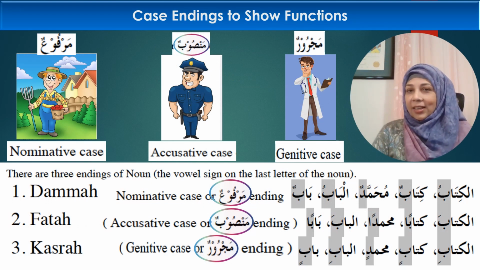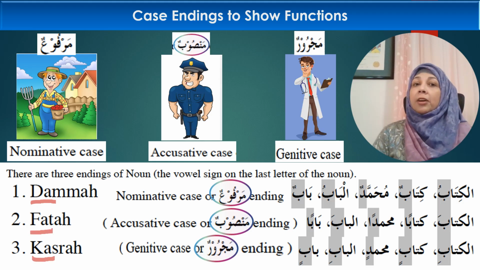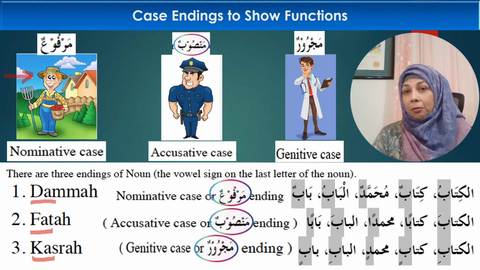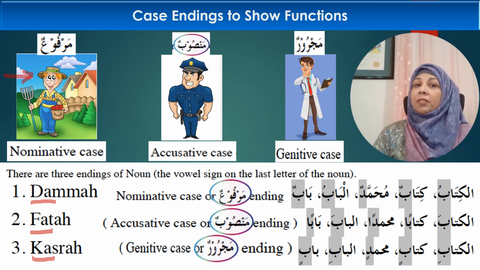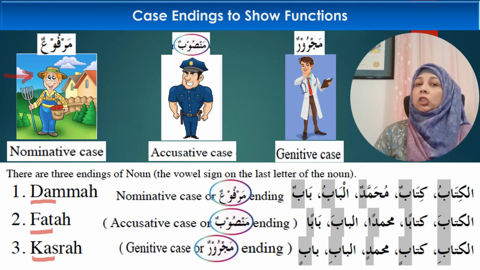Let's summarize. We said the case endings of either dhamma, fatha or kasra show the function in the sentence. So the hat of this farmer showed his function as a farmer. Similarly, in our previous example, we saw how the dhamma ending showed the function of the mubtada and the khabar in the sentence. That is the nominative case, or in Arabic we say marfu'un ending.